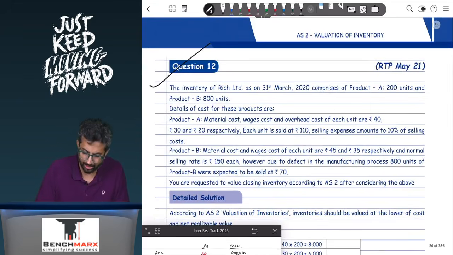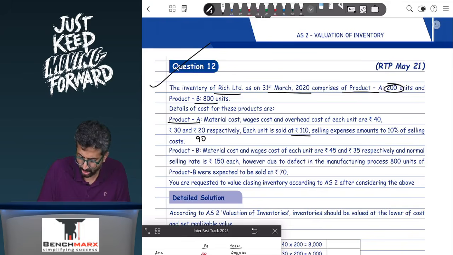Question number 12. Inventory of Rich as on 31st March 2020 comprises of product A 200 units, B 800 units. The details of cost are material cost, wages and overheads for each unit for product A: 40, 30, 20. That means a total of 90 rupees. And each unit is sold at 110. Selling expenses amounted to 10% of the selling price. So this is cost of 90 or NRV of 99, that is 110 minus 10%, whichever is lower. So this will be shown at 90.